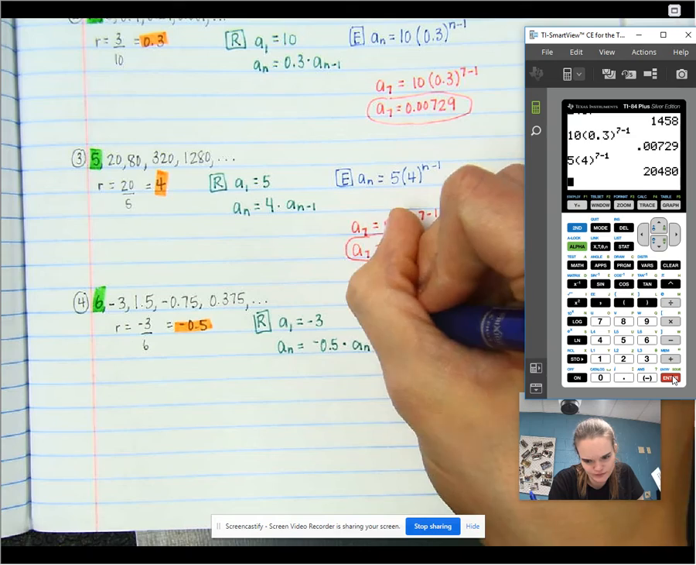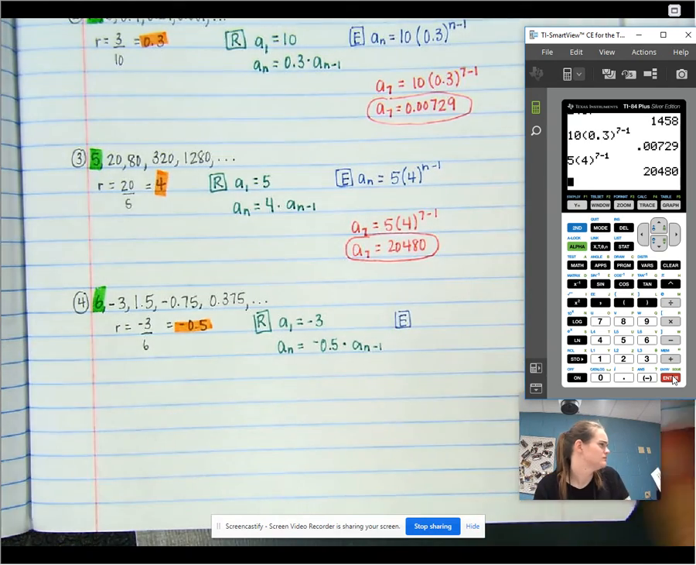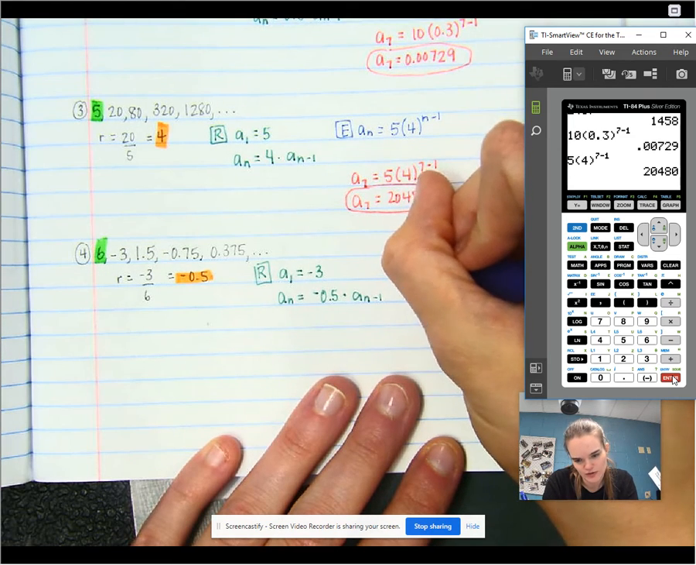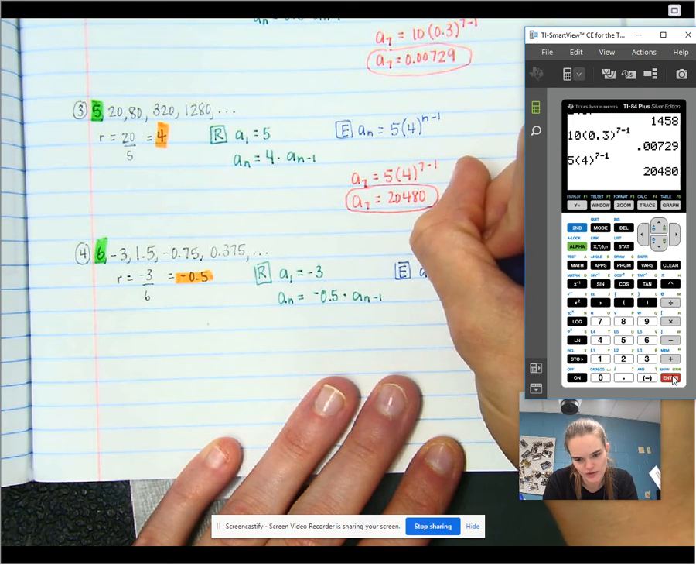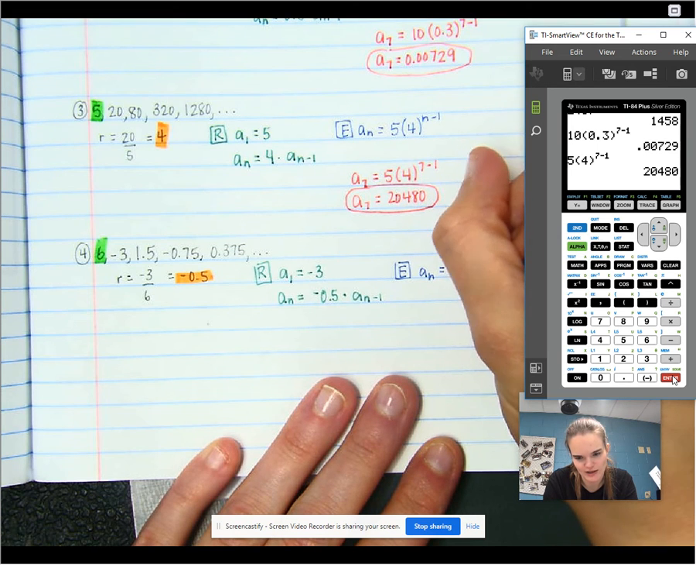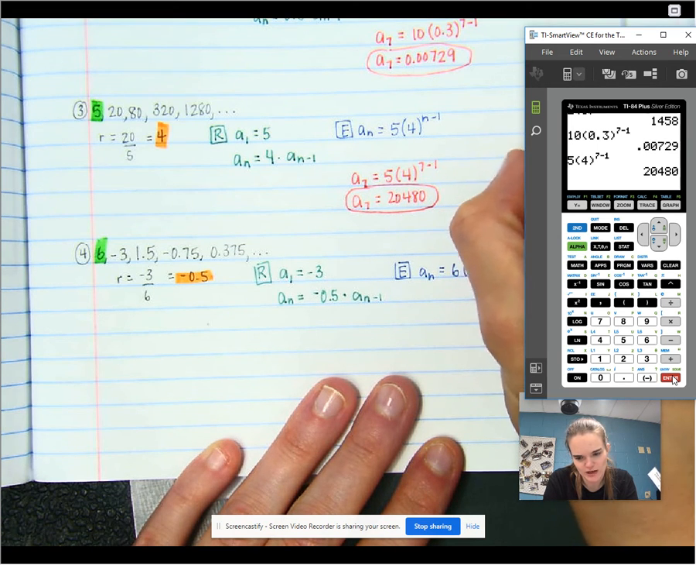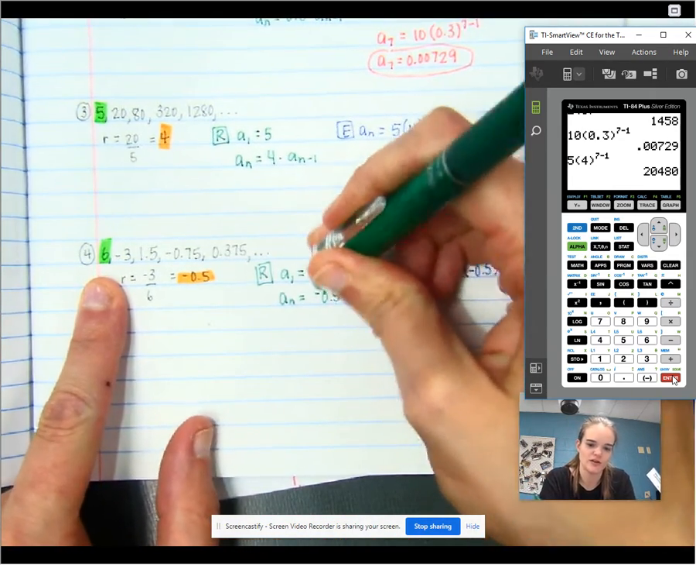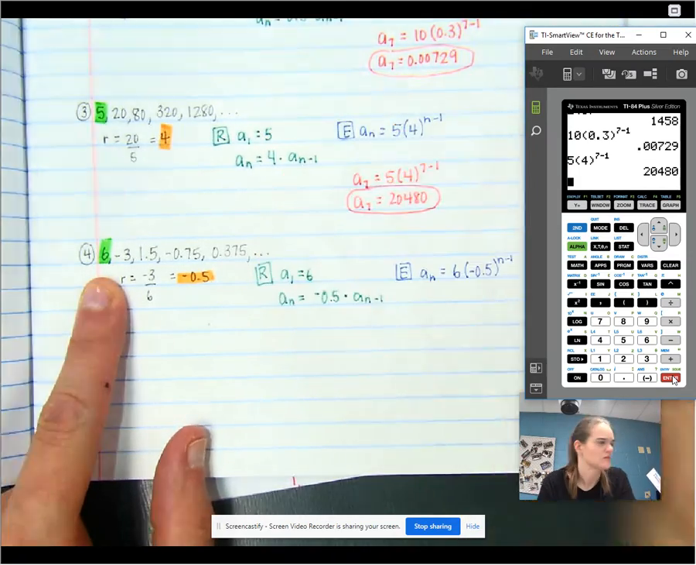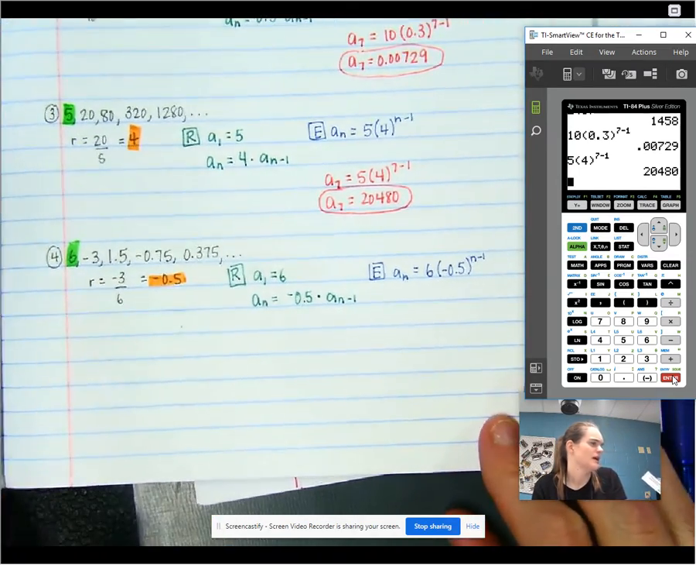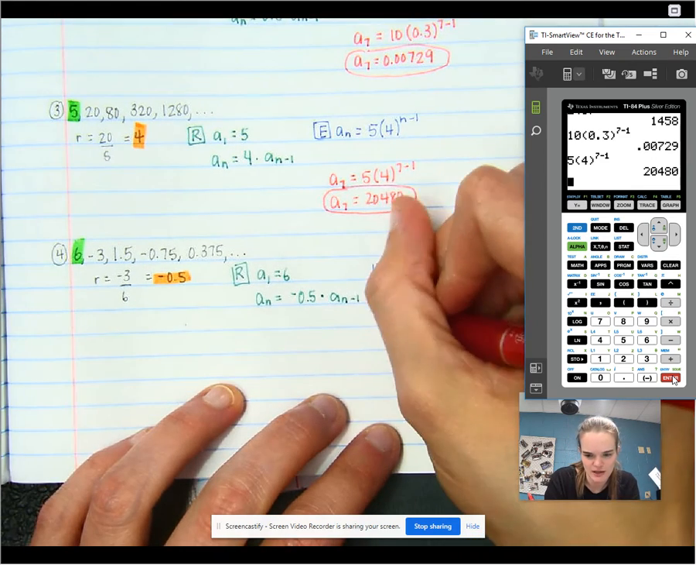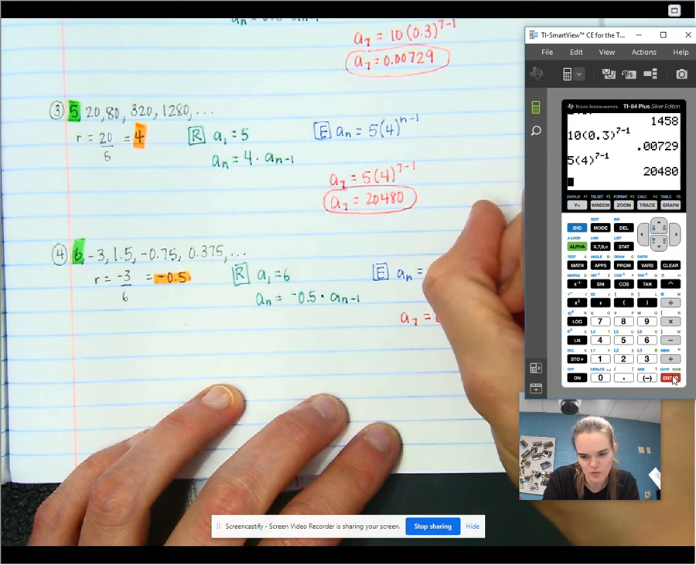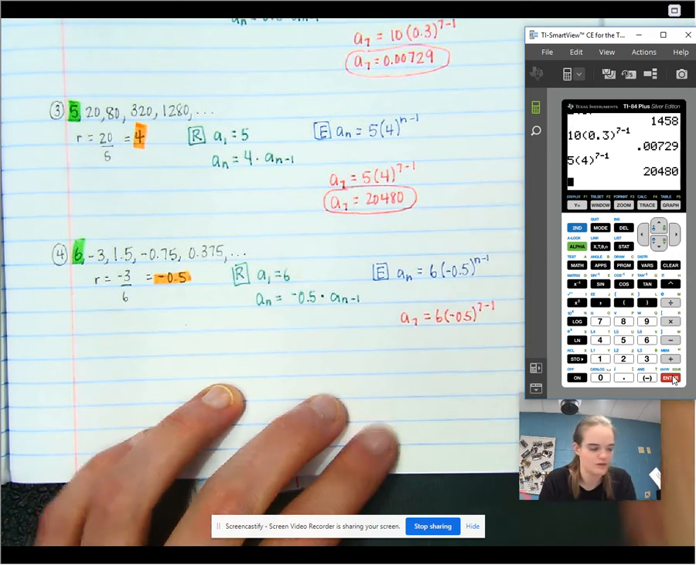The explicit rule. A sub n equals 6. Oh, I messed up. I don't know if you guys noticed it or not. I'll go back and fix it. Times negative 0.5 to the n minus 1. I accidentally put negative 3 instead of 6 here, which is wrong. And last, plug in a 7. A sub 7 equals 6 times negative 0.5 to the 7 minus 1.